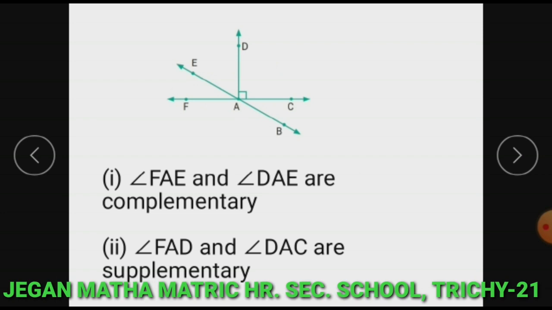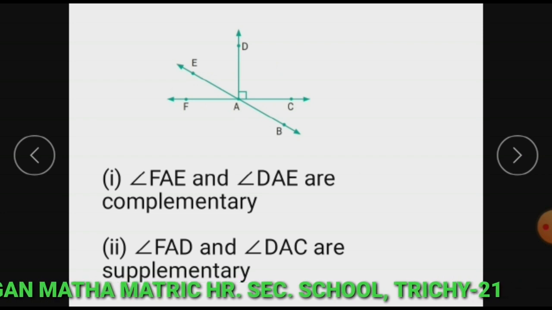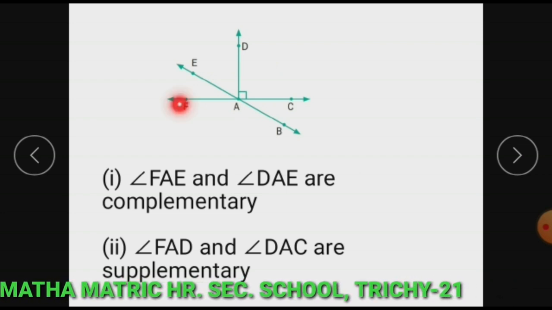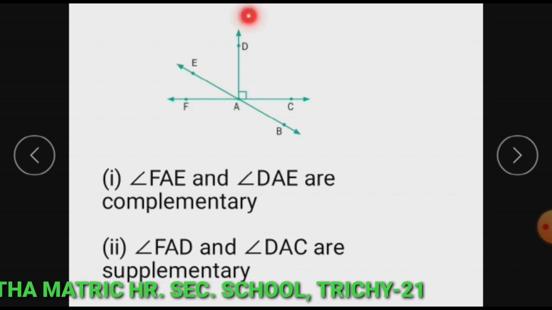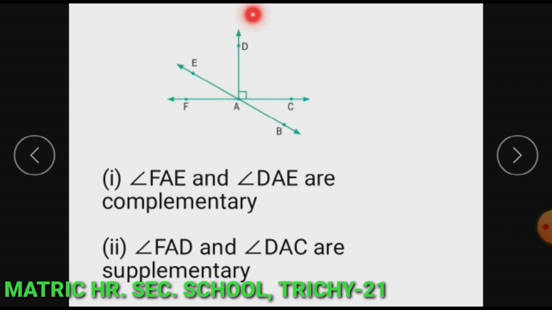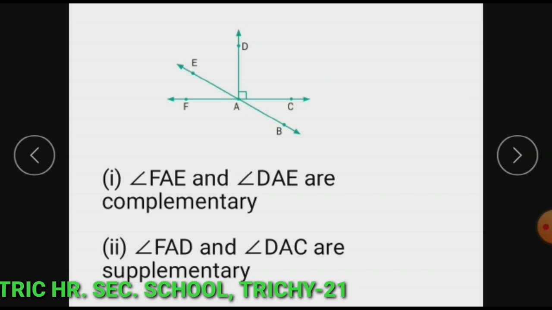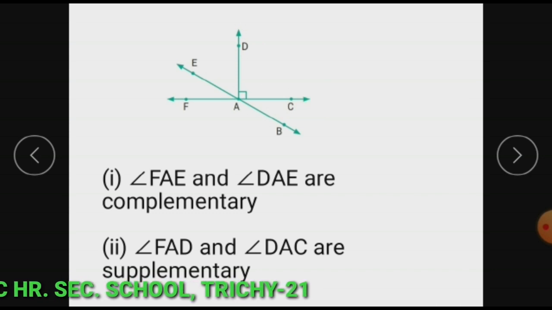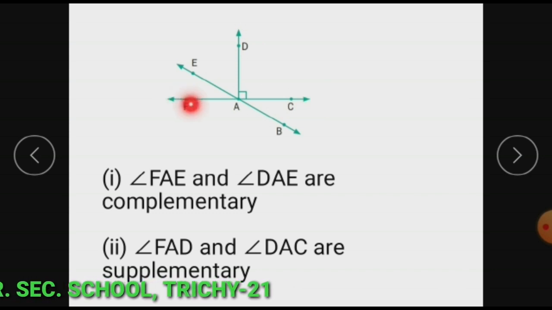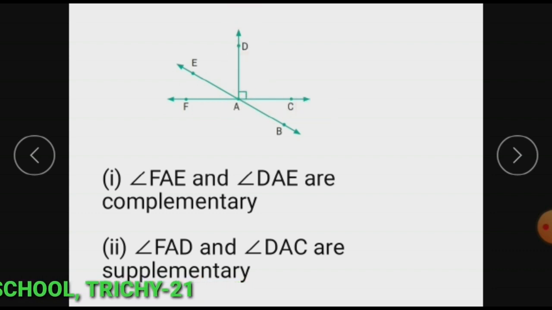Question number 2. Angle FAD and angle DAC are supplementary, because angle FAD plus angle DAC equal to 180 degree.